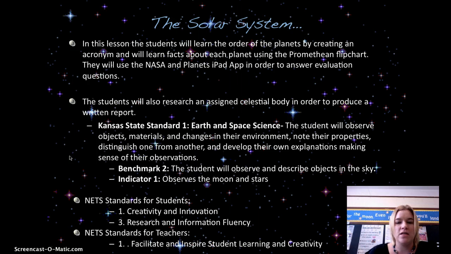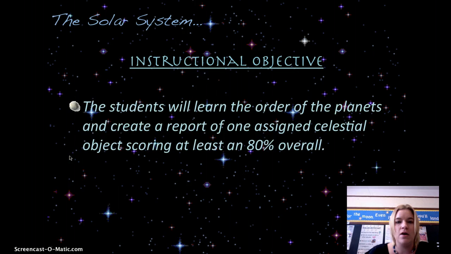This hits the Kansas State Standard for Earth and Space Science. It's Standard 1, Benchmark 2, Indicator 1. This also hits NET standards for students under creativity and innovation, as well as research and information fluency. It also hits NET standards for teachers to facilitate and inspire student learning and creativity. The instructional objective is that the students will learn the order of the planets and create a report of one assigned celestial body object, scoring at least an 80% overall.